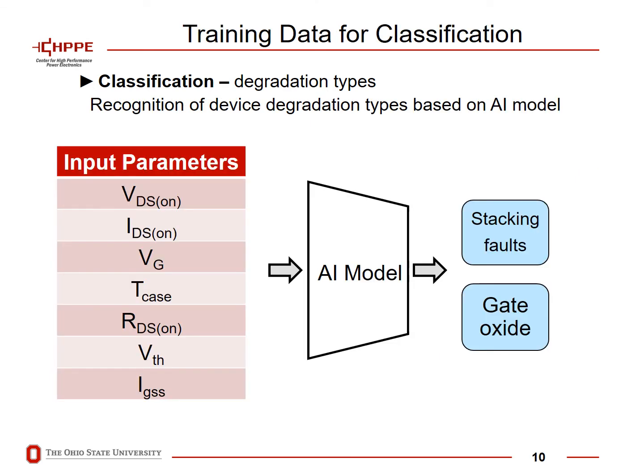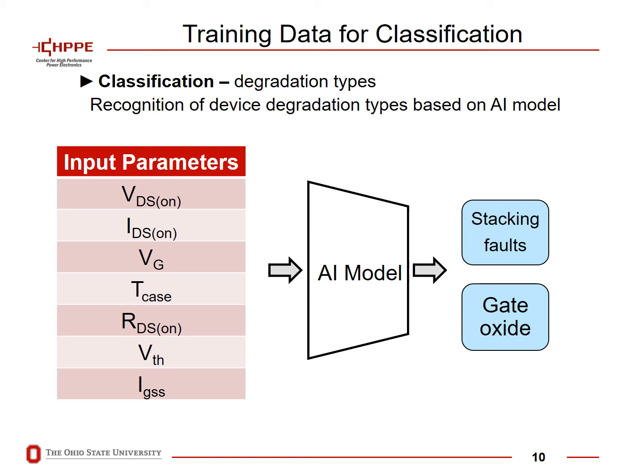Then we plan to use the classification algorithm to recognize the type of device degradation. We know when a device is aging, some of its parameters or electrical characteristics will change over time. During the offline training, we're going to run a lot of aging tests and collect a lot of data during the tests, like those in the table.